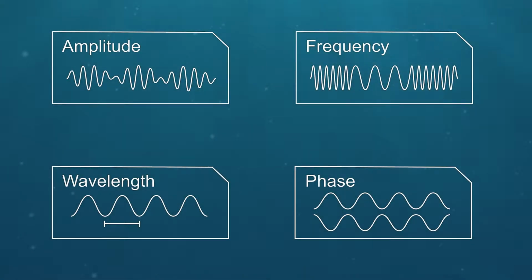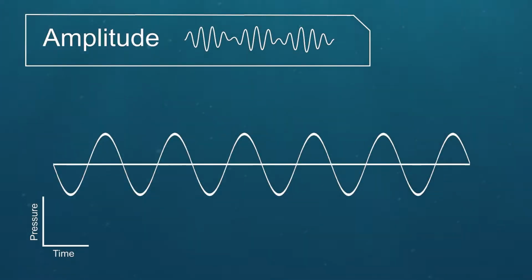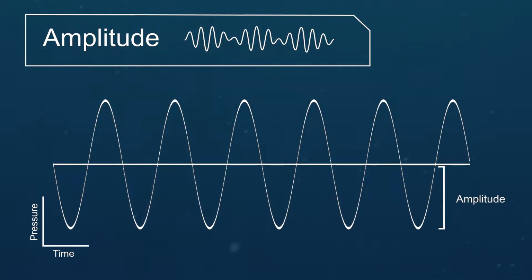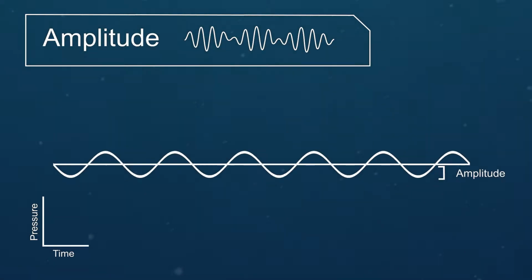Scientists measure and describe underwater sound using terms such as amplitude, frequency, wavelength, and phase. A sound wave's amplitude relates to changes in pressure. As amplitude increases, a sound is perceived to be louder. As amplitude decreases, a sound is perceived to be softer.